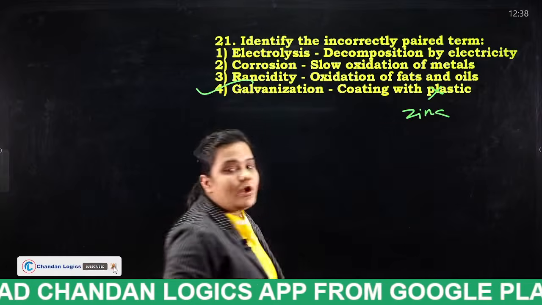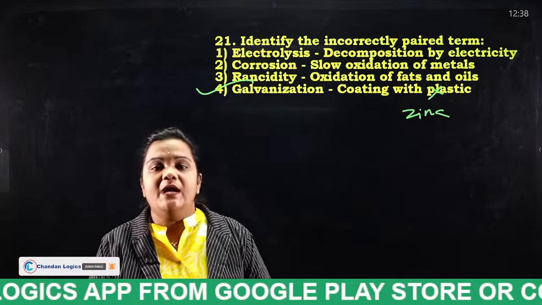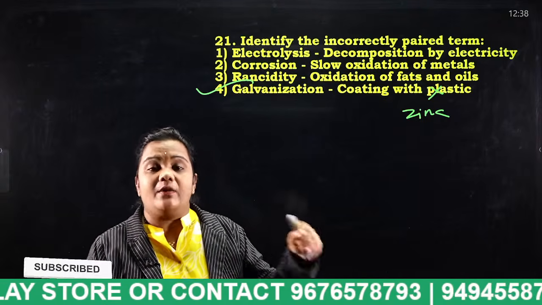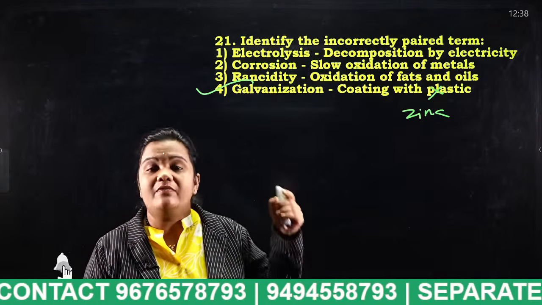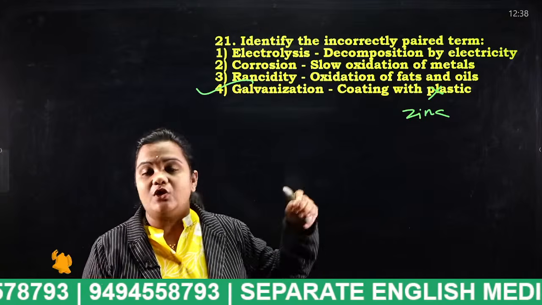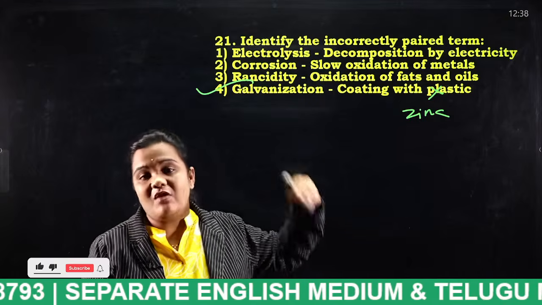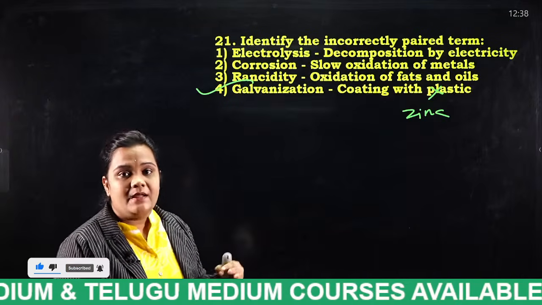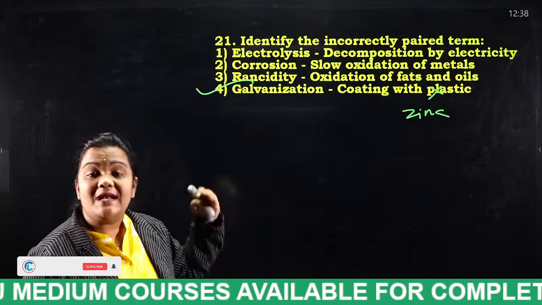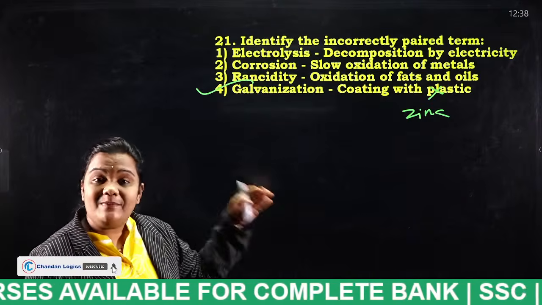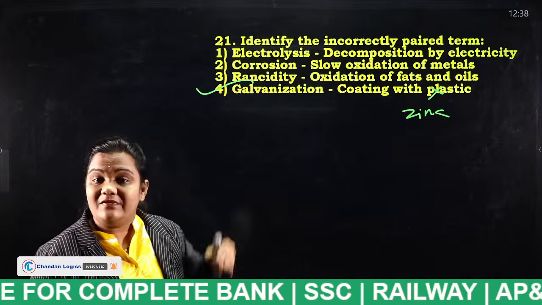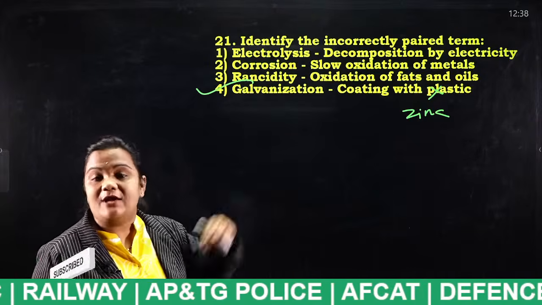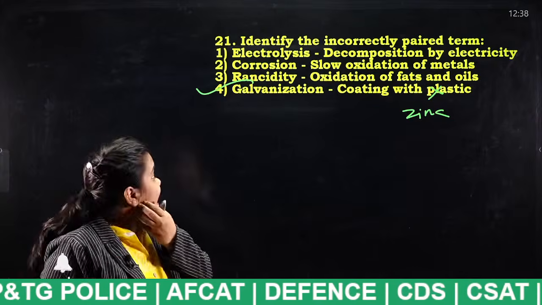Electrolysis process, we all know, is used to get sodium ion and chlorine ion from brine solution. If the brine solution undergoes electrolysis, that is decomposition by electricity, known as the electrolysis process. That is correct. Brine solution undergoes electrolysis to give us Na plus and Cl minus, and finally we will get sodium hydroxide and chlorine gas.